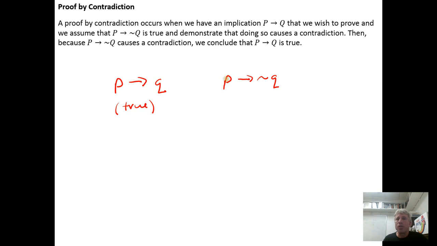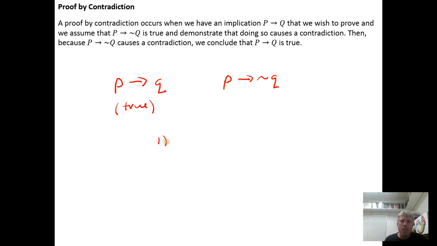So we assume P true. We assume that not Q is true. We assume that P implies not Q is a true statement. We show that if not Q is true, then not P is true, which means P is false, which contradicts our assumption that P was true.